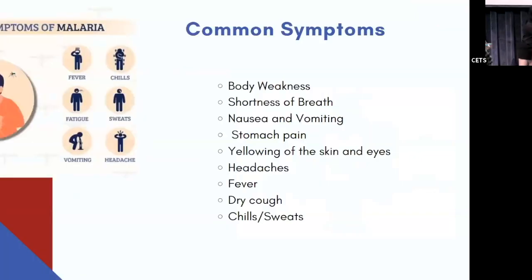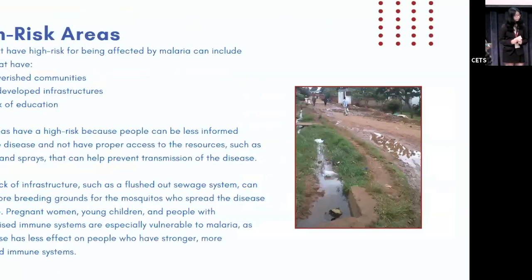Common symptoms of malaria: body weakness, shortness of breath, nausea and vomiting, chills and sweats, fever, dry cough, and stomach pain. High risk areas. So areas that are under high risk for being affected by malaria can be places like impoverished communities, places with less developed infrastructure, and places with lack of education about it. The less informed areas can have less prevention resources, and they won't be able to know exactly what they need to do to prevent it. So that increases the risk of it. And then populations with higher risk of contracting the disease are pregnant women, children, and people with compromised immune systems.